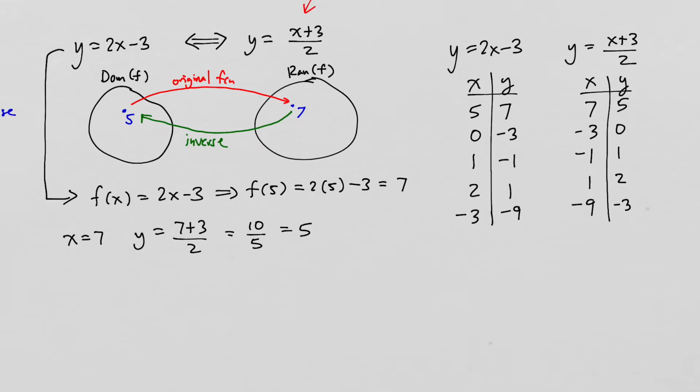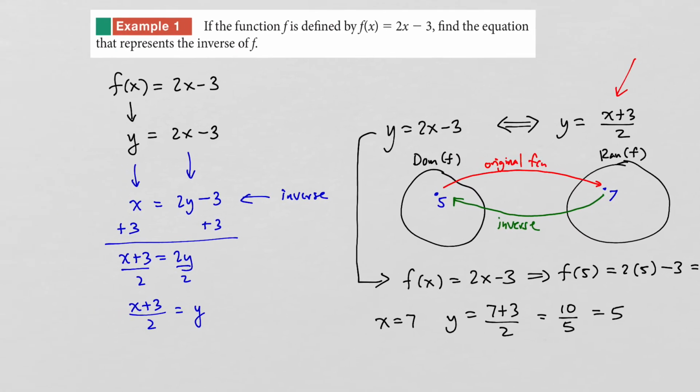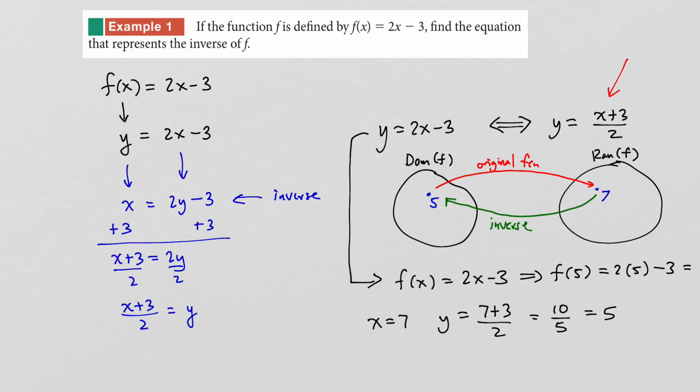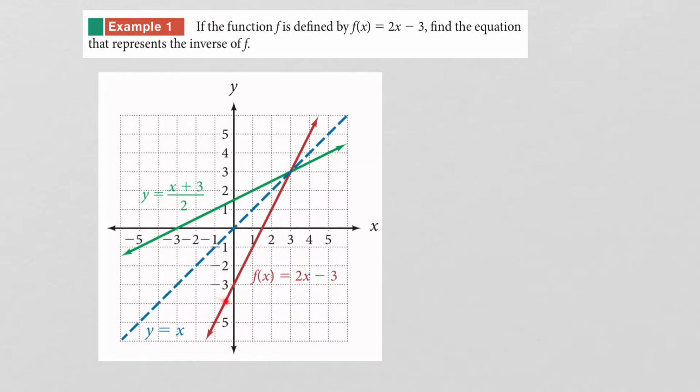Now, what we can do in addition to this is we can graph these two equations on the same set of axes, and we can observe a relationship there as well. So here we have the original function f of x is equal to 2x minus 3, or we can also say y equals 2x minus 3. And then here we have the inverse of that, which is y equals x plus 3 divided by 2. And I want you to notice that if you draw the line y equals x, that line will come down right through the middle and will provide symmetry between these two graphs.